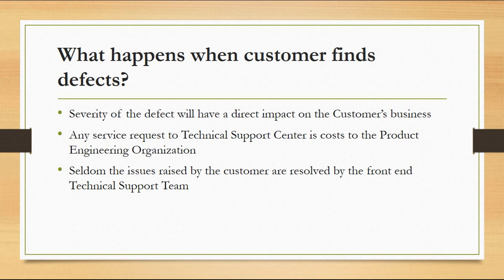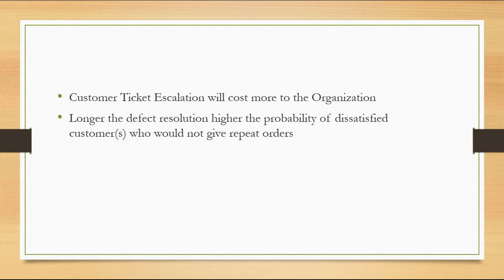So, what happens when a customer finds defects? For QA, you get so stressed when someone reports a defect which you did not catch while testing. The severity of the defect will have a negative impact on the customer's business. Also, any service request will cost the product engineering organization. And if the escalation team is unable to resolve the issue, the engineering team will have to get involved in fixing it. It's very time consuming and costly to do a rework on it or to find out what has happened.